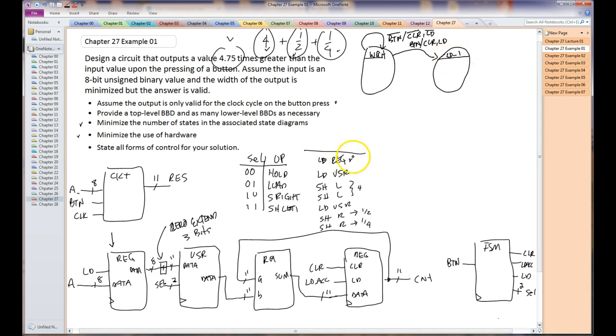So in this state, I've loaded the register, and what I need to do is load the shift register. So I'm going to say SEL equals 01. I'll leave that for now. Go to the next state. We'll say it's shift left first time, and this is going to be SEL equals 11, shift left, and I know I need to shift left again. And then I'm going to go to another state.